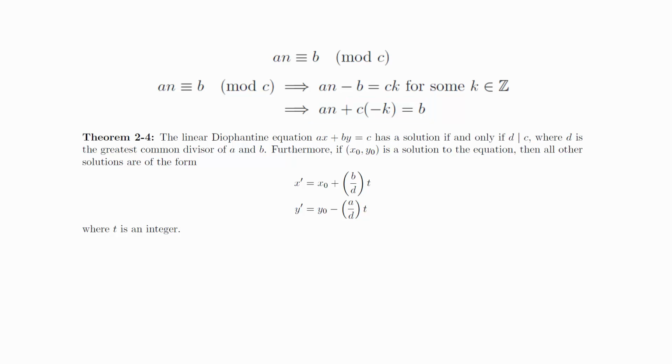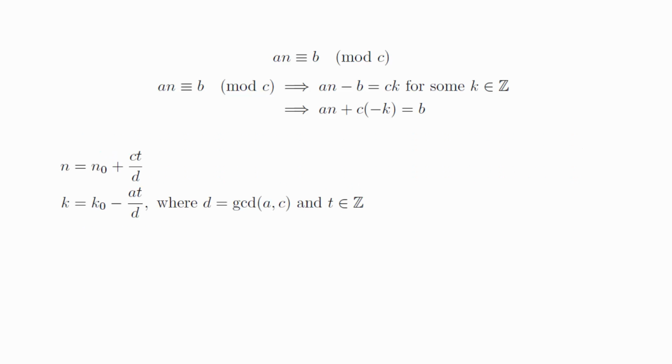We know that this equation has a solution whenever the GCD of a and c divides b, and if that's the case, we can use the Euclidean algorithm to find a solution n naught, k naught. And once we have that solution, we can also get all the other solutions using theorem 2-4. Using the symbols from our problem, this is what the equations will look like.